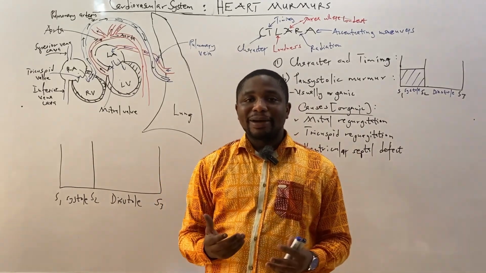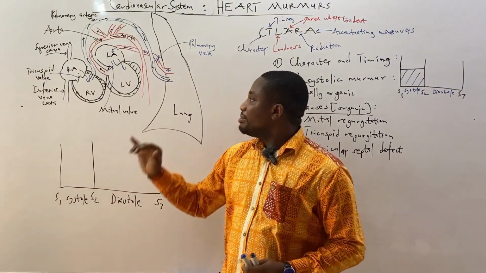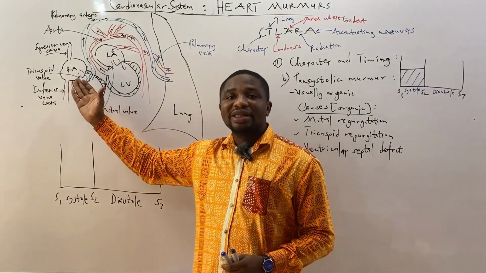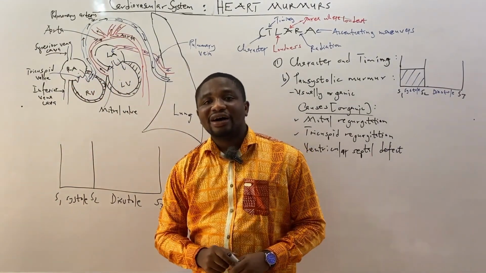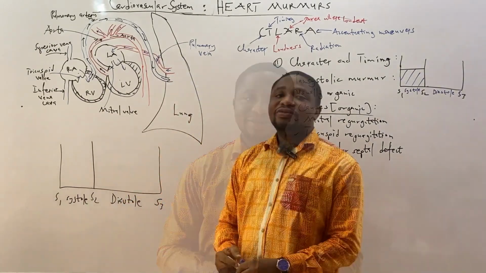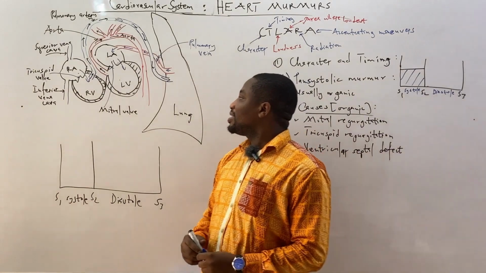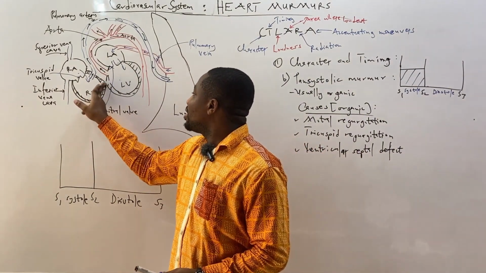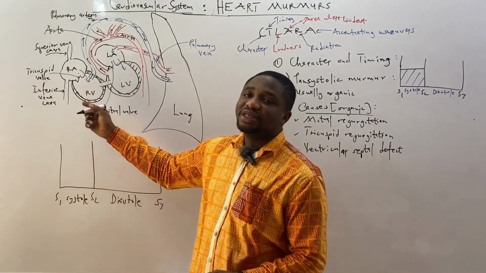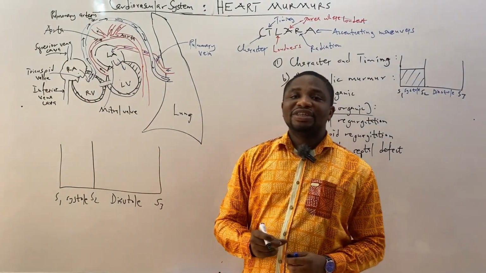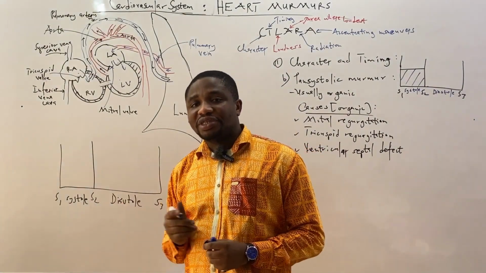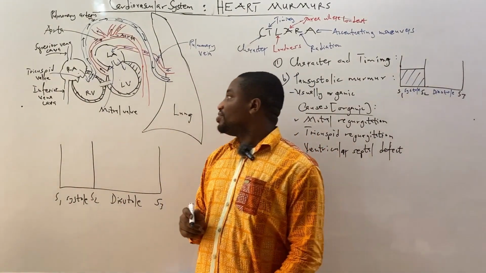So in that manner, we will say that the murmur of mitral regurgitation or tricuspid regurgitation would have a pansystolic character and timing. And for ventricular septal defects, it means that there's going to be a communication between the two ventricles. That's the right ventricle and the left ventricle.